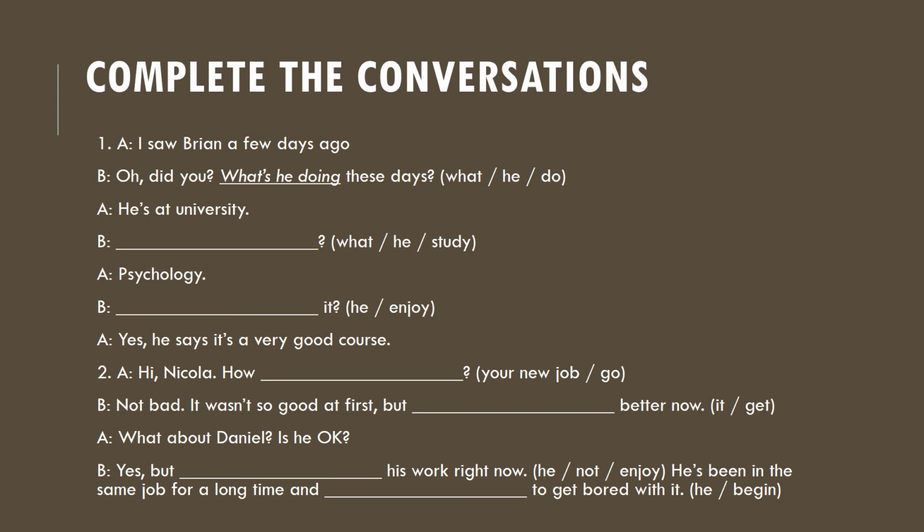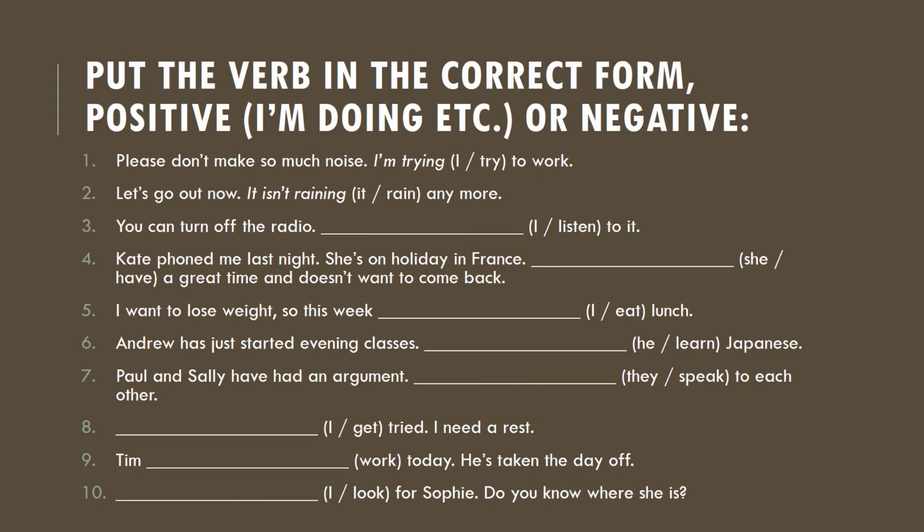Now let's jump to another one. Put the verb in the correct form, either positive, I'm doing, or negative, I'm not doing. Of course this depends on meaning. Number 1: Please don't make so much noise. I'm trying to work. If I say, please make so much noise, I am not trying to work. Okay, it's fine to make noise because I'm not trying to work.